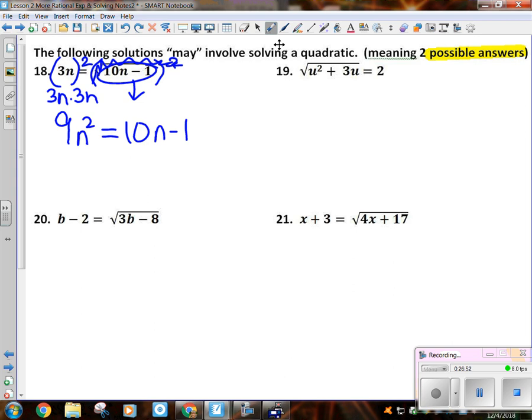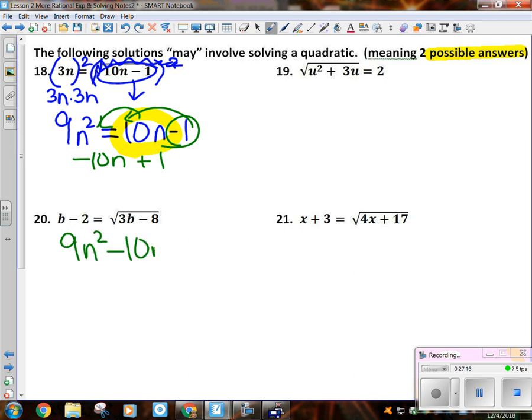Everybody ready? All right, I'm going to move everything to one side, because that's what we do when we factor. We have to set it equal to 0. So I'm going to bring 10n over here, and I'm going to bring 1 over here, plus 1. This will factor. 9n squared minus 10n plus 1 equals 0.